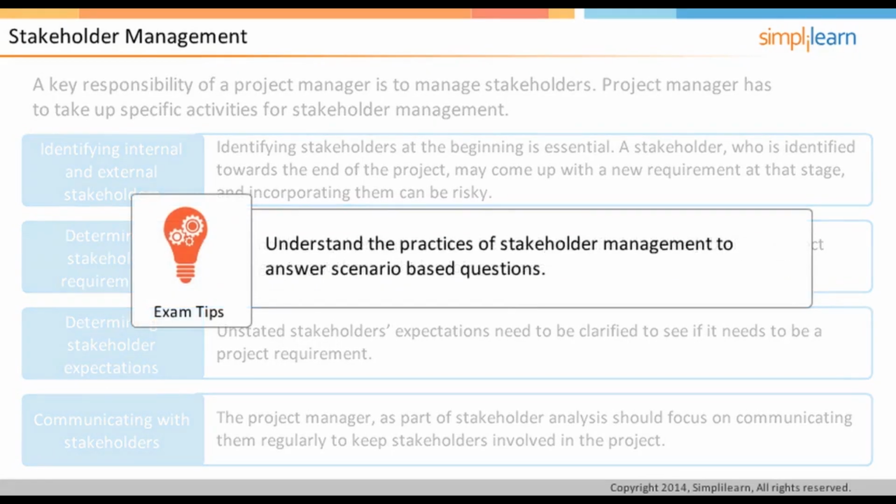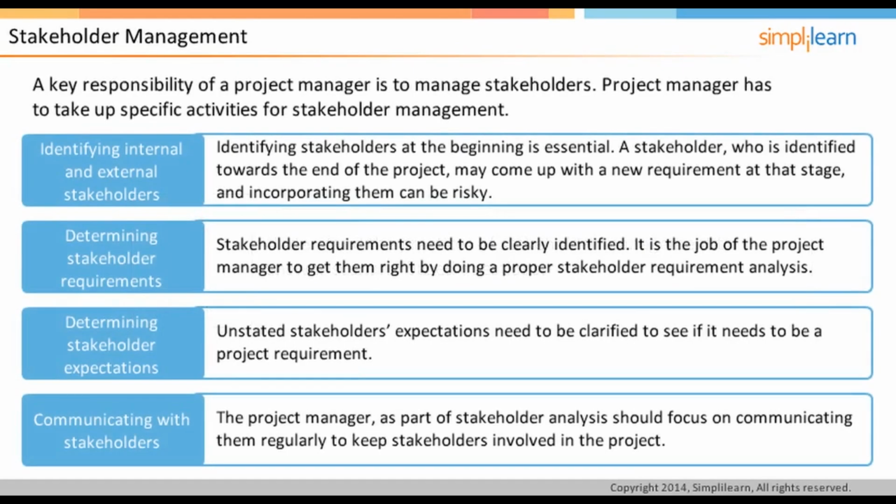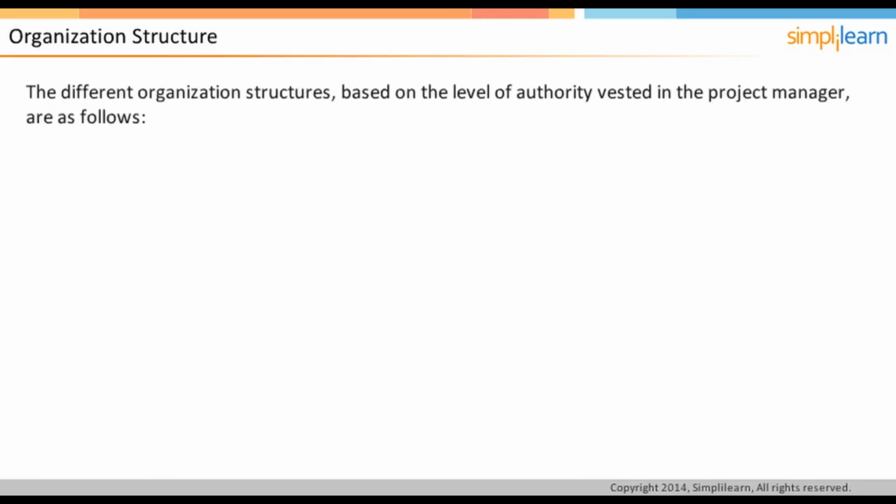Once you understand the practices of stakeholder management, it will be easier for you to answer scenario-based questions in the examination. In the next screen, let us look at the various organization structures. Projects are performed in an organization, and the functioning of the organization might affect the project. The different organization structure types explained here are based on the level of authority that a project manager gets in those organizations.